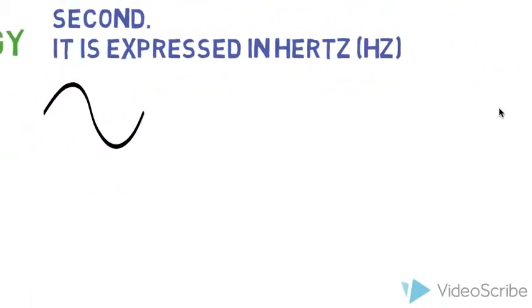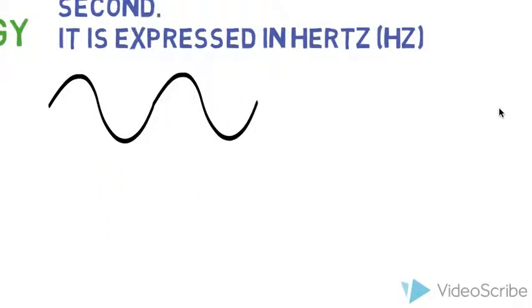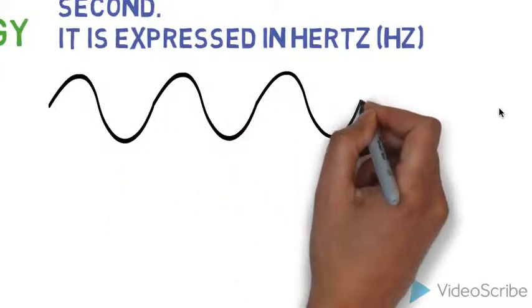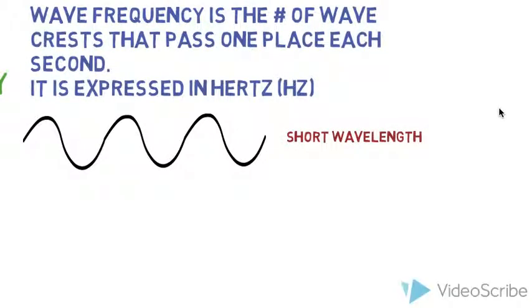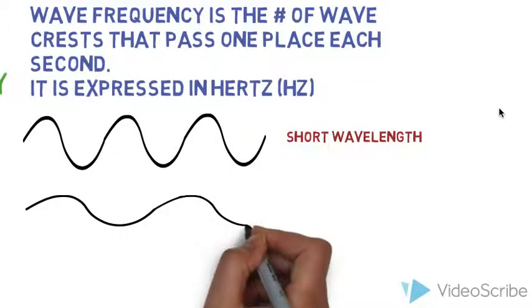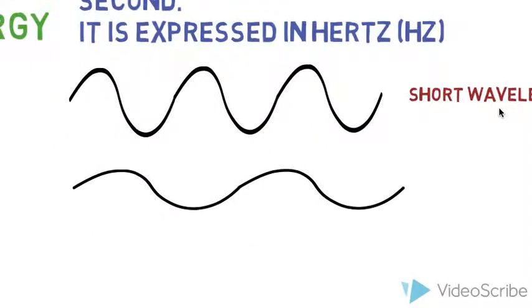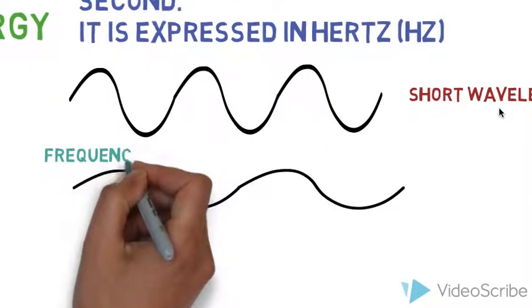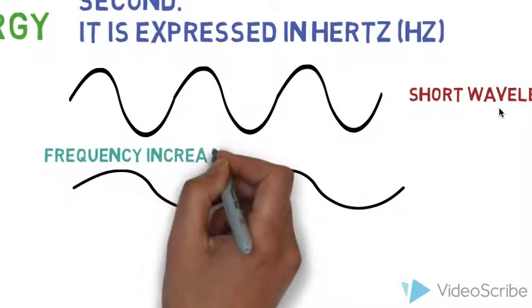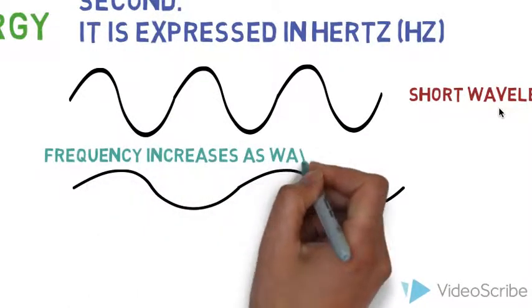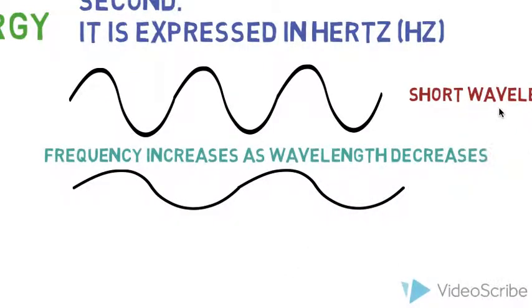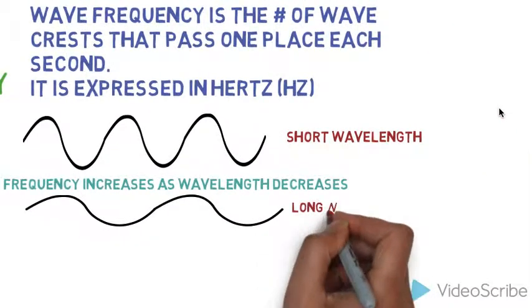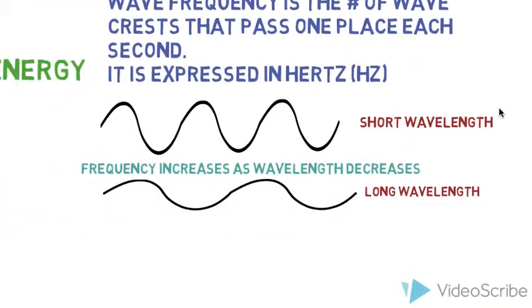So here are two examples of waves. The first is a wave that has a very short wavelength. The second wave has a very long wavelength. So frequency increases as the wavelength decreases. This means that the wave on the top that has a shorter wavelength has a higher frequency than the wave on the bottom.